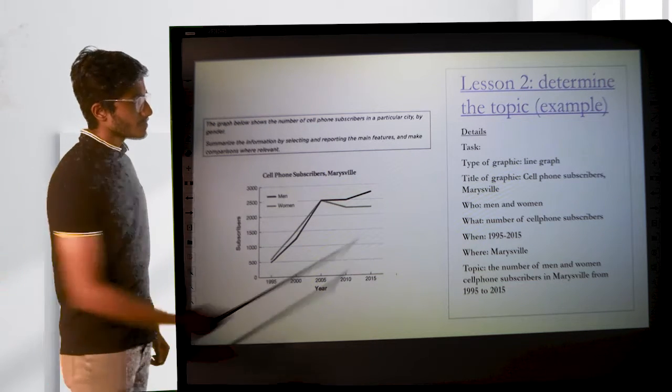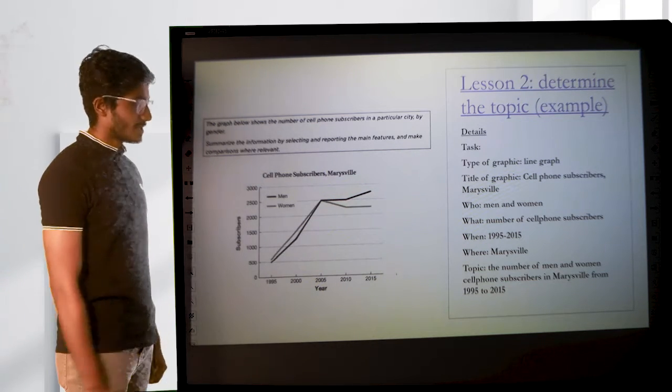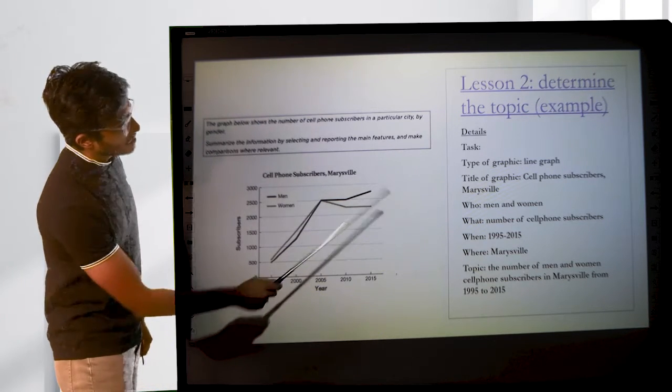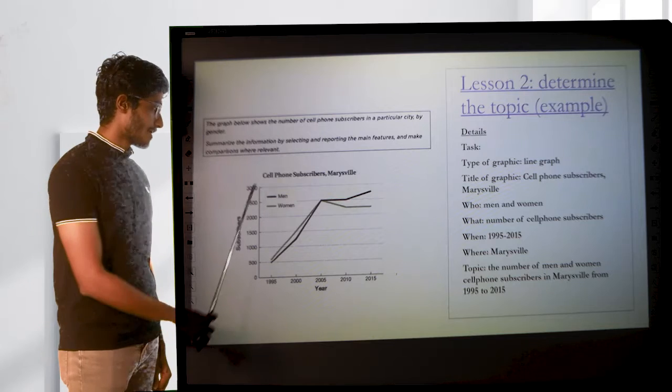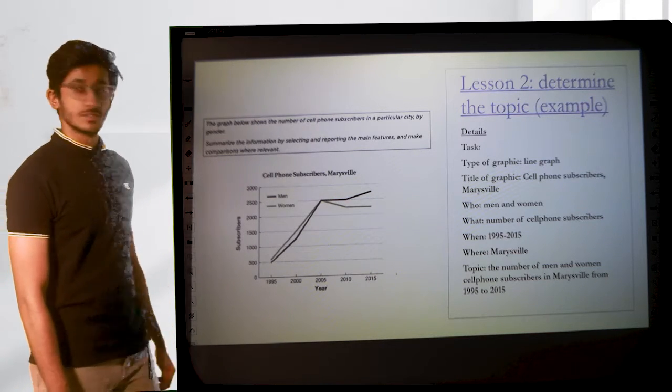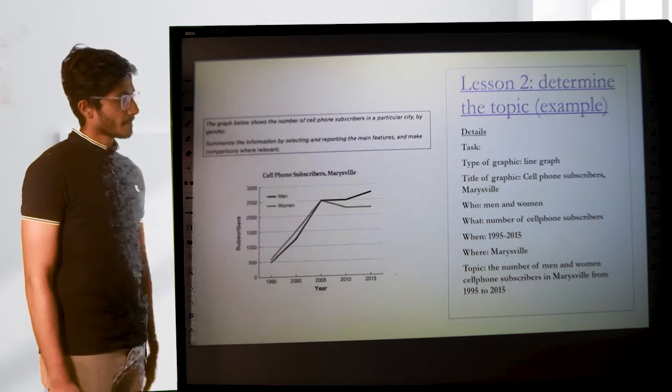And then the type of the graph. So this is a line graph. You see the lines? This is a line graph. And then the title of the graph. The title of the graph is here: Cell phone subscribers in Marysville. Marysville is obviously a place.